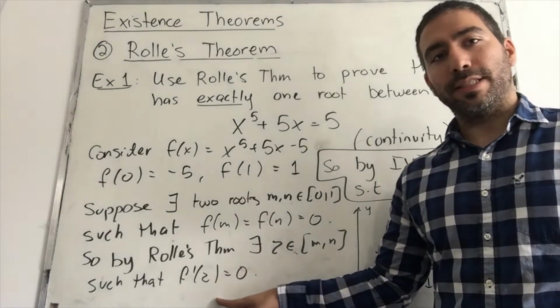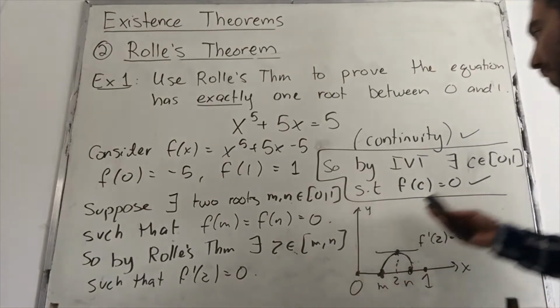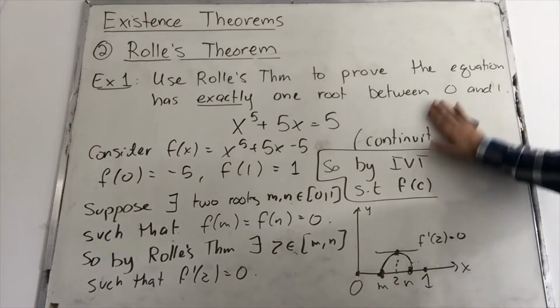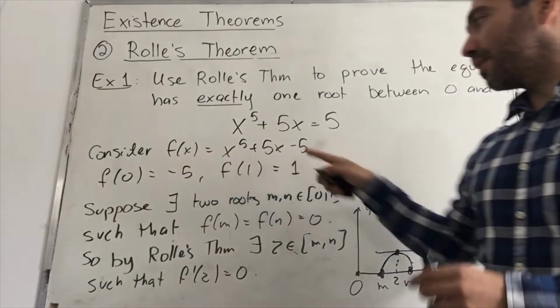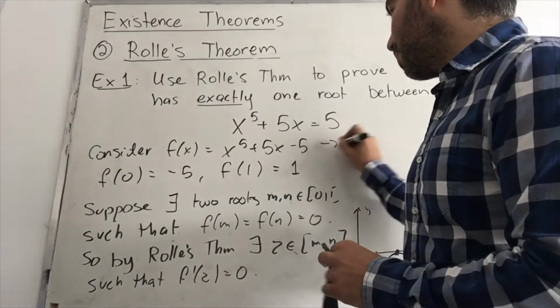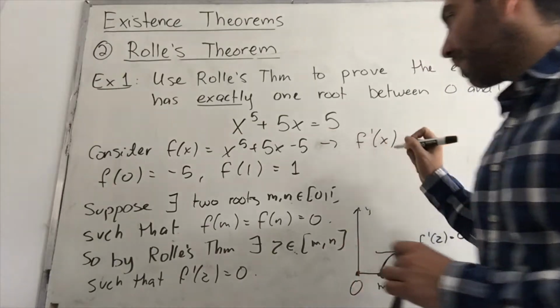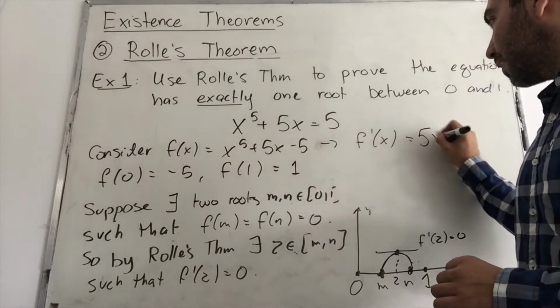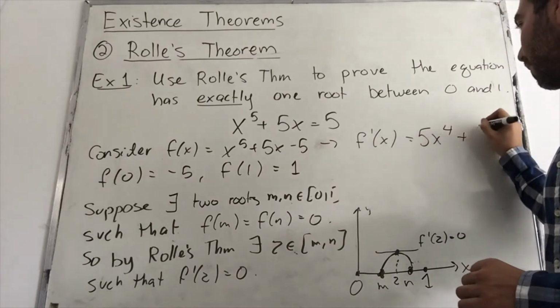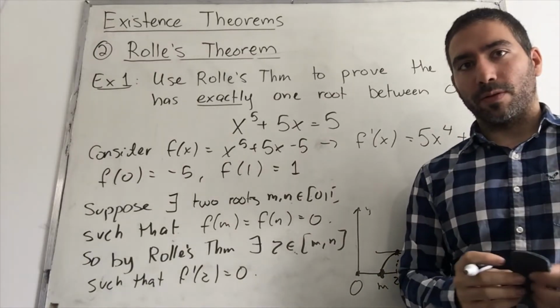But let's go ahead and see what happens with the derivative. Sorry, not the second derivative, the first derivative. If this is f of x, this implies that f prime of x is equal to, if we take the derivative of this, 5x to the 4 plus 5.